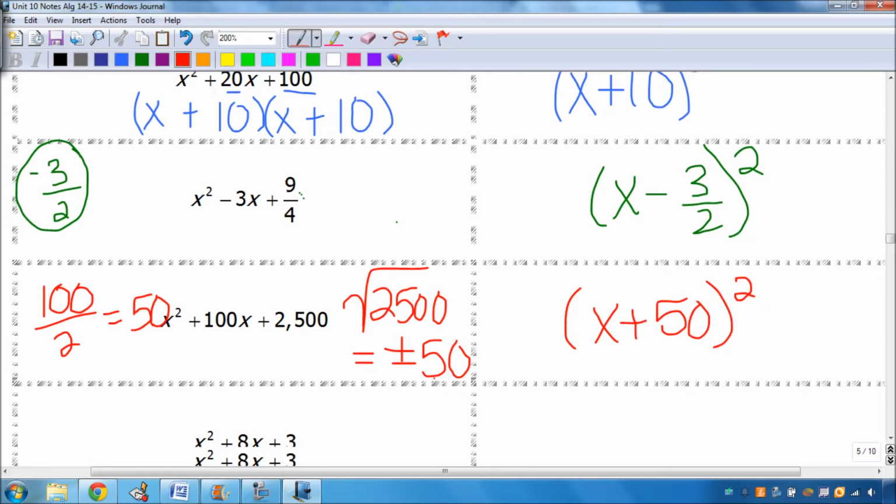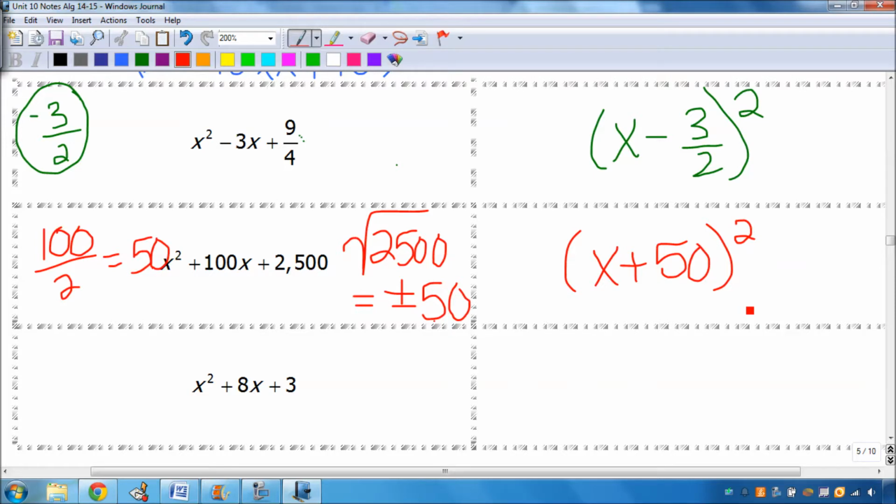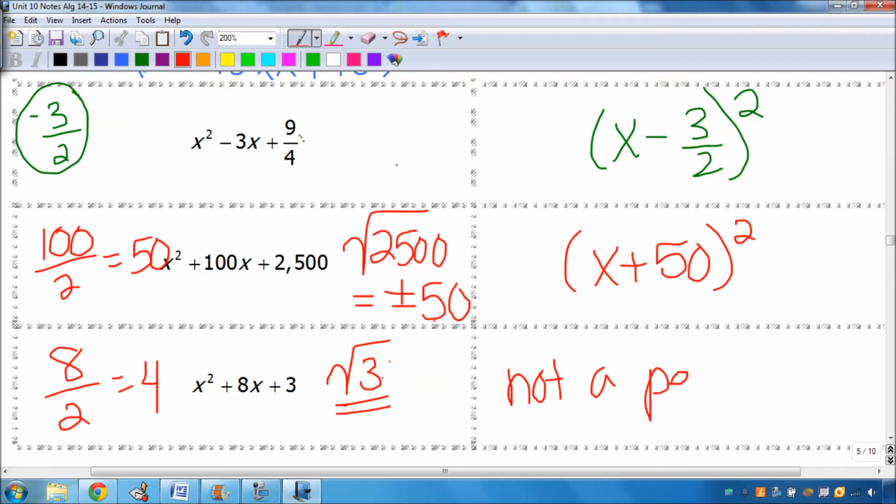All right, now let's take a look at the last one. If I were to take the square root of 3, I can't do it evenly, it's an irrational number, so that doesn't really work for me, unless I divide 8 by 2, I end up getting the square root of 3, but 8 divided by 2 is 4, so this is not a perfect square trinomial, which means that it's not factorable.